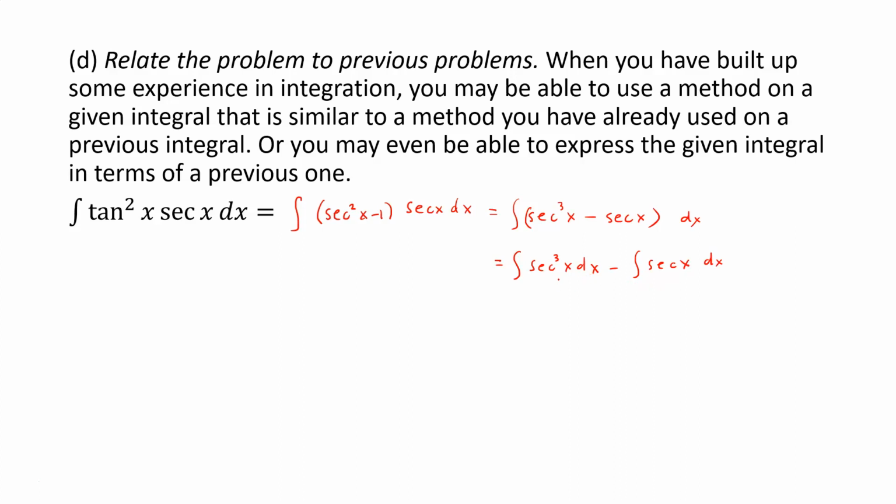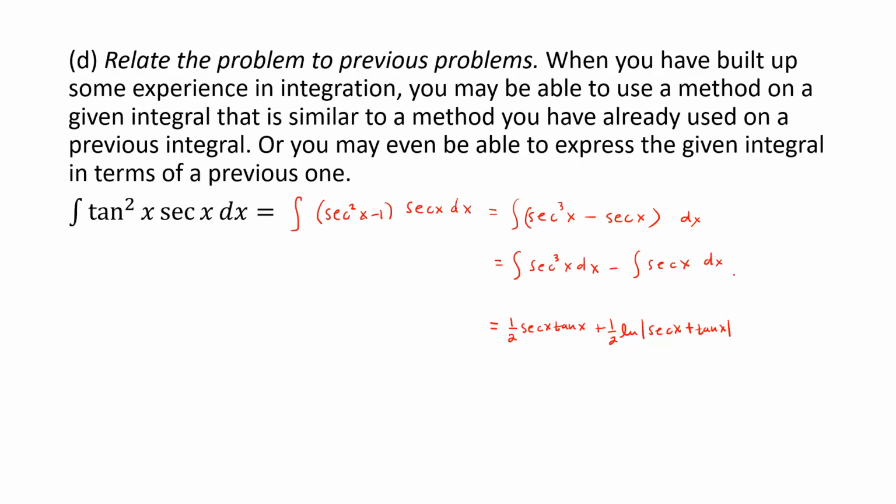Back in section 7.2 we saw how to integrate secant cubed. It wasn't an easy integral, but we were able to do it. So now we can look back at our experience doing that and save ourselves the hassle of having to do this one from scratch. If you remember, it was something like 1/2 secant x tangent x plus 1/2 ln of secant x plus tangent x. You can look back at the details, but it was somewhat complicated because it involved integration by parts and some tricky manipulation.